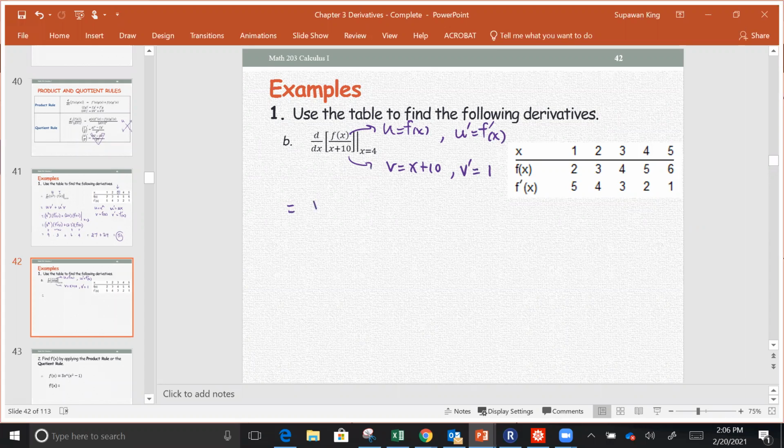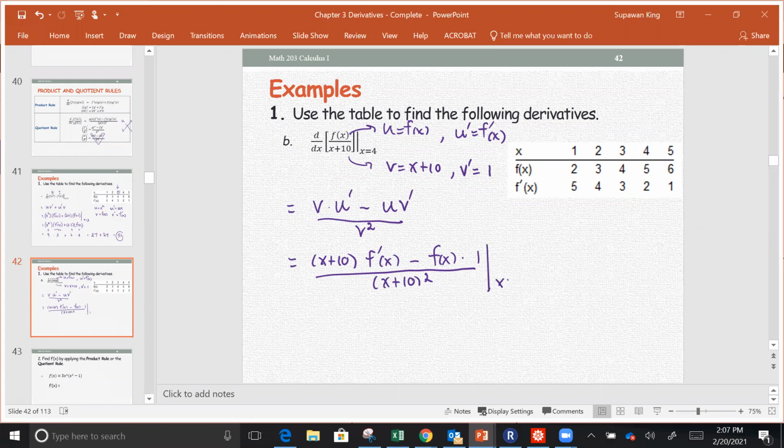Start with the denominator v, multiply by the u prime minus u times v prime over v squared. The v is the quantity x plus 10, multiplied by the u prime, which is the f prime of x, minus the u, which is f of x, multiplied by v prime, which is 1, all divided by v squared, which is the quantity x plus 10 squared.